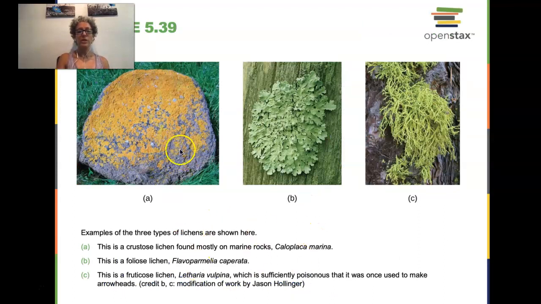So there's 3 different formats for the lichen. We do have crustose, because it is close to its surface, kind of crusty. We have foliose, which looks like foliage, more like leaves. And we have a fruticose. It's kind of fuzzy.